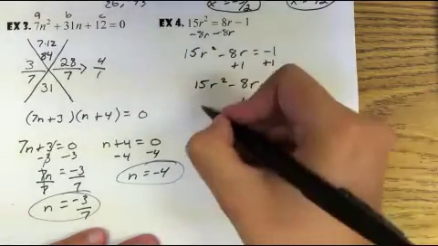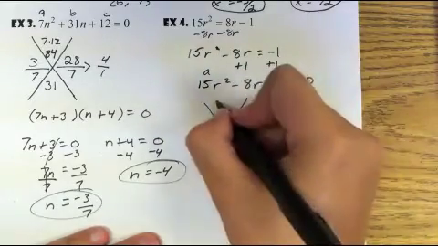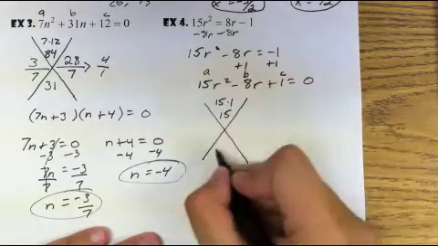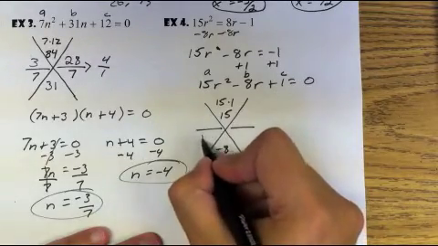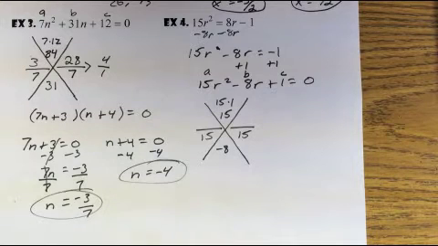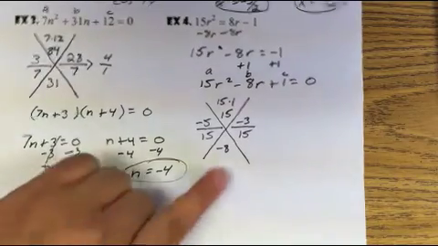Big X. What goes in the top of the big X? Our A and our C. So 15 times 1 is 15. What goes in the bottom? Our B, negative 8. What's our denominator? 15. So we're looking for factors of 15 that add to negative 8. I don't even need the calculator. I know that 5 times 3 gives me 15, so maybe we just have to make those negatives. Negative 5 and negative 3. Negative 5 plus negative 3 gives us negative 8.